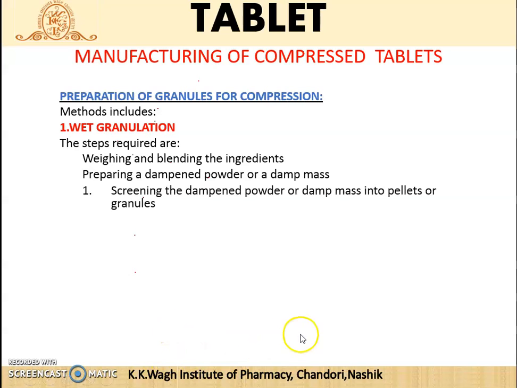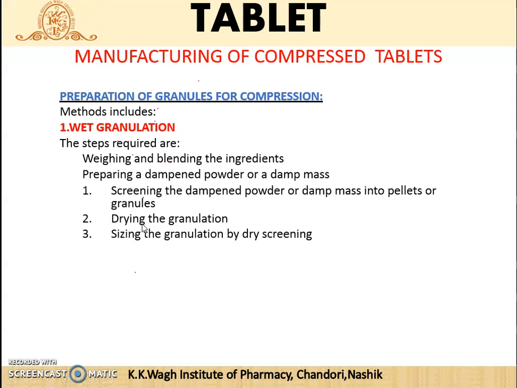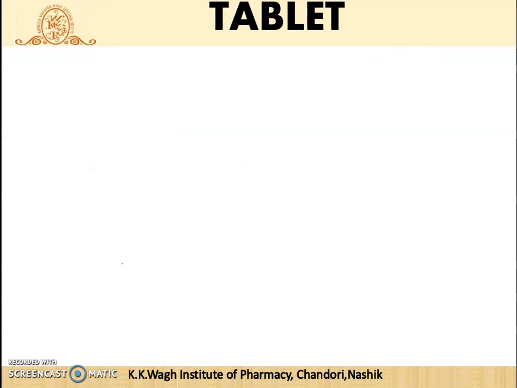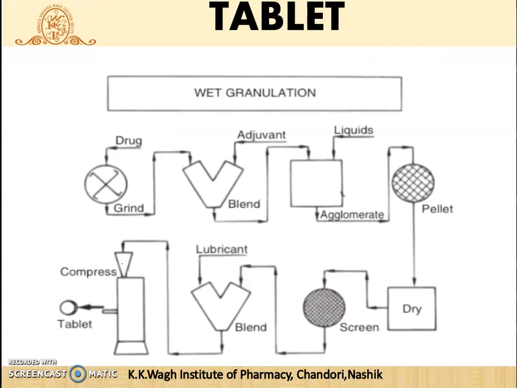In this, screening of the damp powder or damp mass into pellets, then granules. Then next one, drying the granules. Then sieving the granulation by dry screening. Then adding the lubricant and blending. Forming the tablets by compression. These are the steps involved in wet granulation.